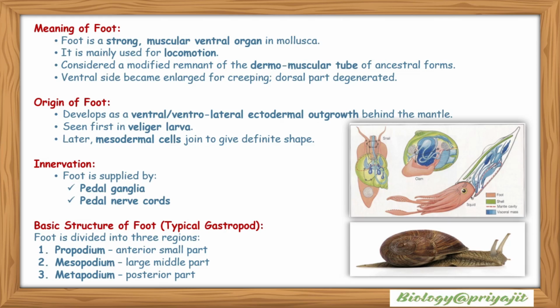Origin of foot. The foot originates or develops as a ventral or ventrolateral ectodermal outgrowth behind the mantle. This is seen first in the veliger larva, later mesodermal cells join to give a definite shape. Innervation. Foot is supplied by both pedal ganglia and pedal nerve cords.